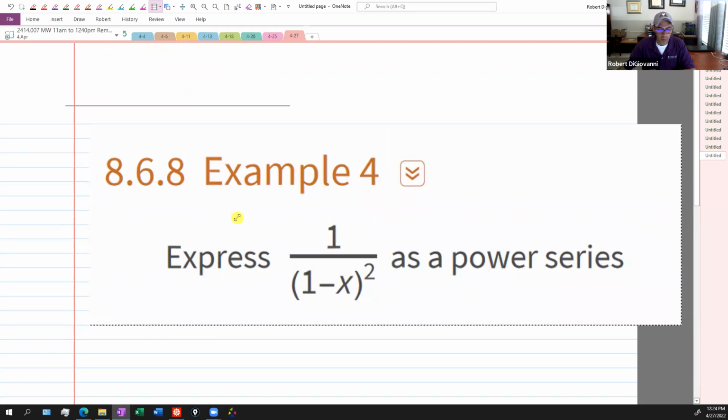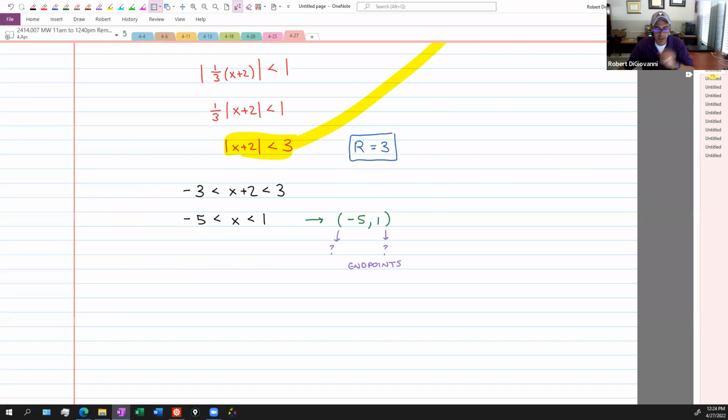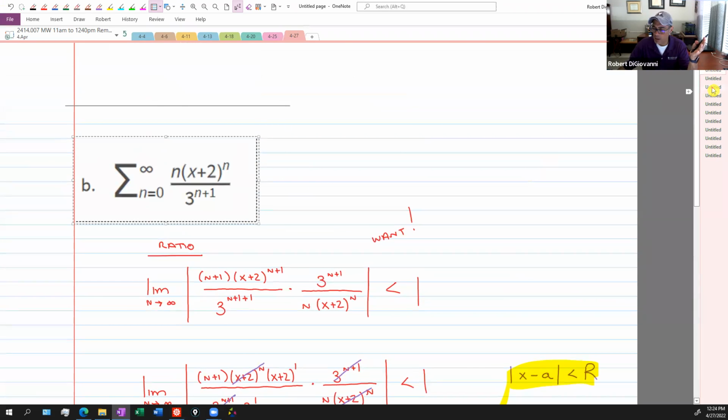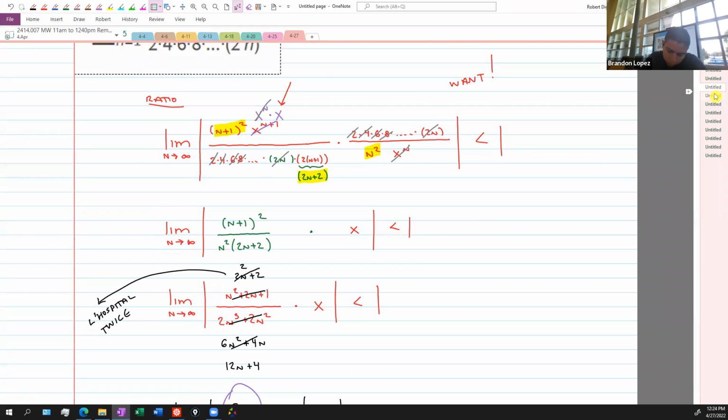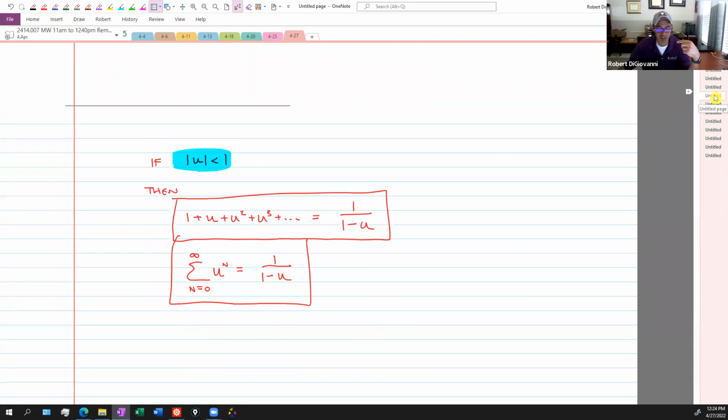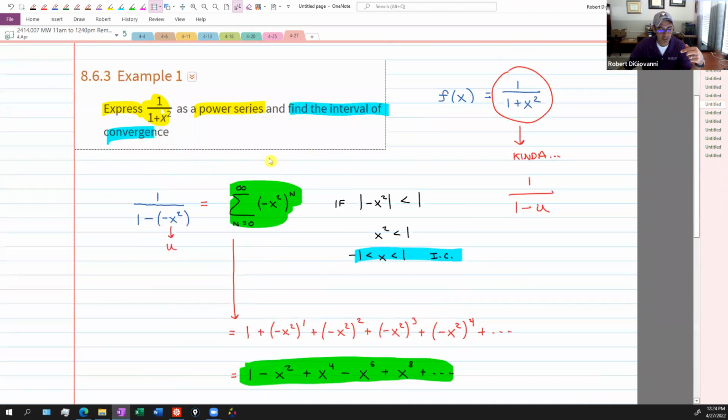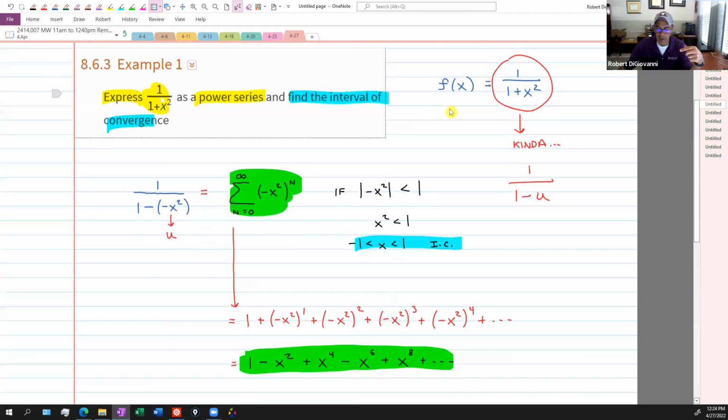All right, so let's recap what we've done today. For this section, I said, hey, everyone remember this, right? I gave you an example, said, hey, rewrite this as a power series. And then we were able to say, oh, this kind of looks like this, and we rewrote it, right? And we were able to make it look like 1 over 1 minus u.